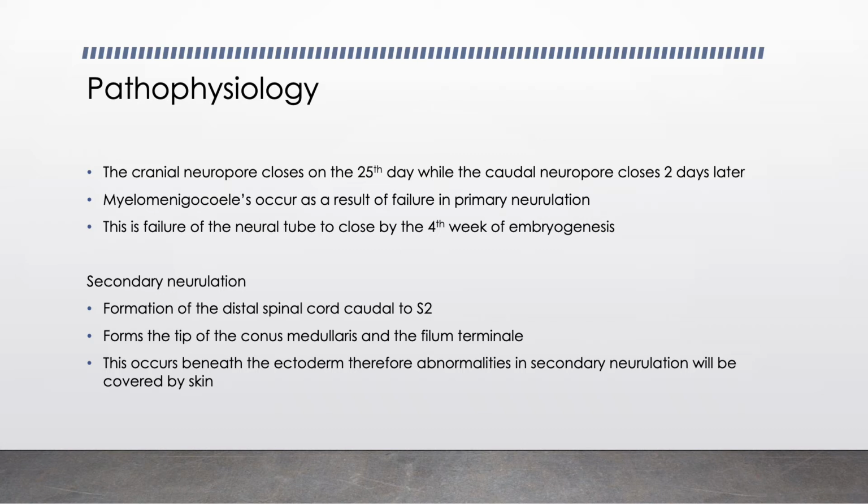And then in secondary neurulation, this is formation of the distal spinal cord, caudal to S2. It forms the tip of the conus medullaris and the filum terminale. And this occurs beneath the ectoderm. Therefore, abnormalities in secondary neurulation will be covered by skin.